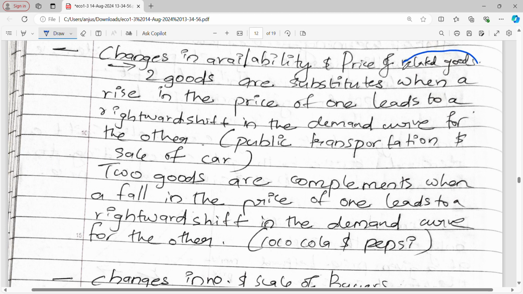Next is change in availability and price of related goods. So what are related goods? There are two types of related goods that we are studying here. Sorry, not normal goods, that was in the previous one. So one is substitutes and one is complements. Two goods are substitutes when a rise in the price of one leads to a rightward shift in the demand curve for the other.